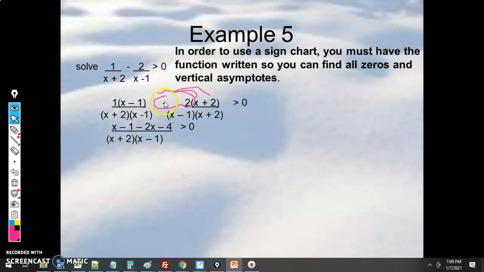If we distribute that -2 in, it'll be -2x minus 4. Distribute the 1 in, it doesn't change anything. So you have 4 terms on the top, all over these two factors on the bottom. Now we're just going to combine some like terms. So you have -x minus 5 on the top is greater than 0.